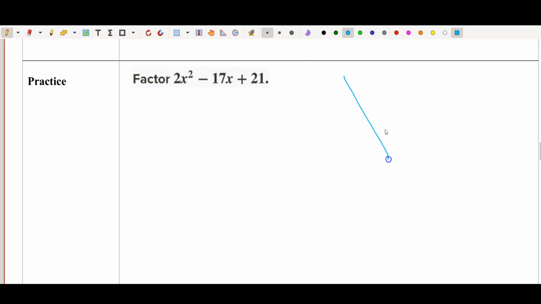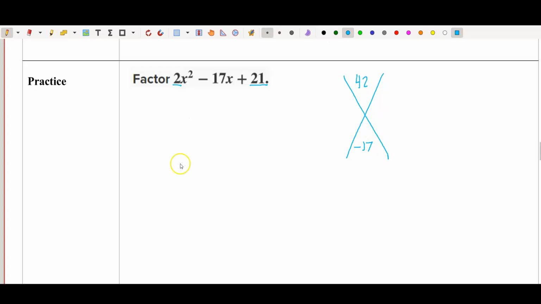We'll just do what we've done before. We're going to take our A times our C, which in this case would be 42. And then our B value is negative 17. Again, we need to think about what is going to multiply up to 42 and is going to add up to negative 17.